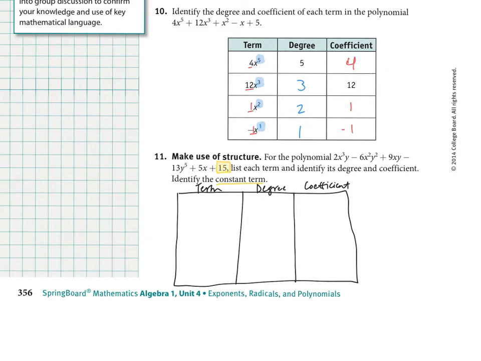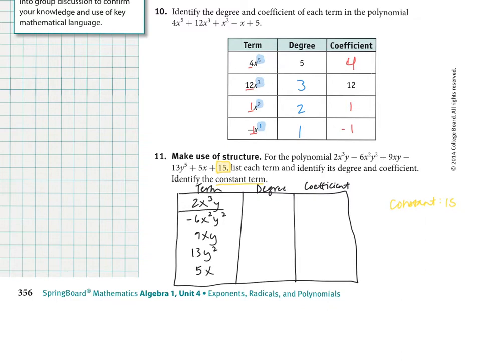I'll put that over here, that our constant is 15. So we got that out of the way. Now we have to go ahead and put all the terms in here. So let's start off with our first one, 2x to the third y. Then the next one is a negative 6x squared y squared. Then we have 9xy. Then we have 13y squared. And then last but not least, we have 5x.